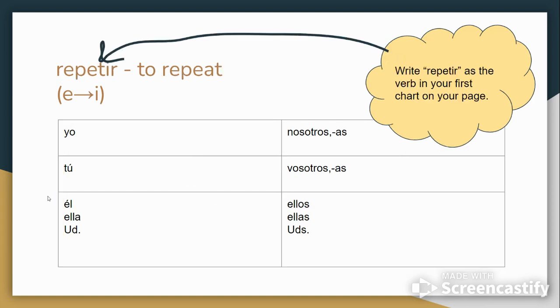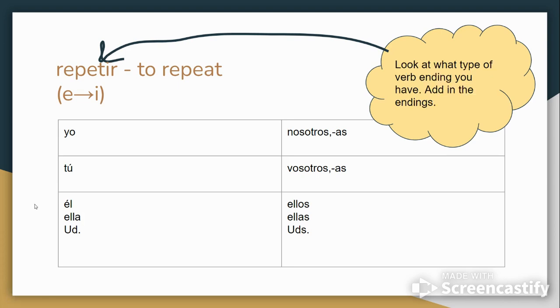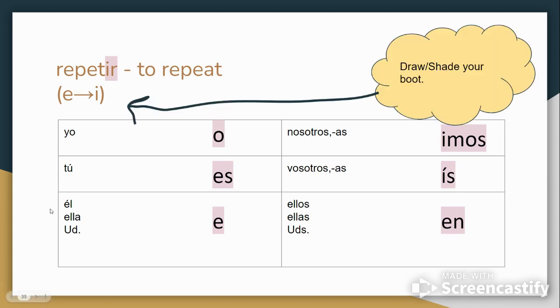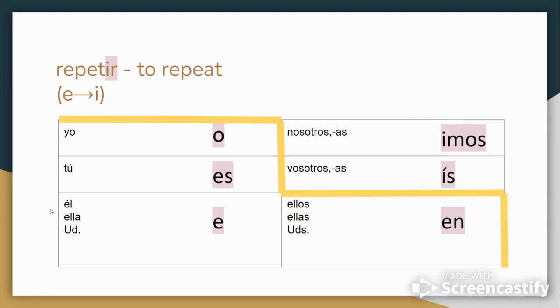For verbo número dos, I want you to write in repetir. This shouldn't be the first verb. This should actually be the second verb. You're going to write in repetir. Notice it has an IR ending, so we're going to add in o, es, e, imos, ís, en. We always start out with what we know. I want you to draw and shade in your boot because you can see there's a stem change that takes place. You can see from those parentheses there. So we're going to shade in our boot.